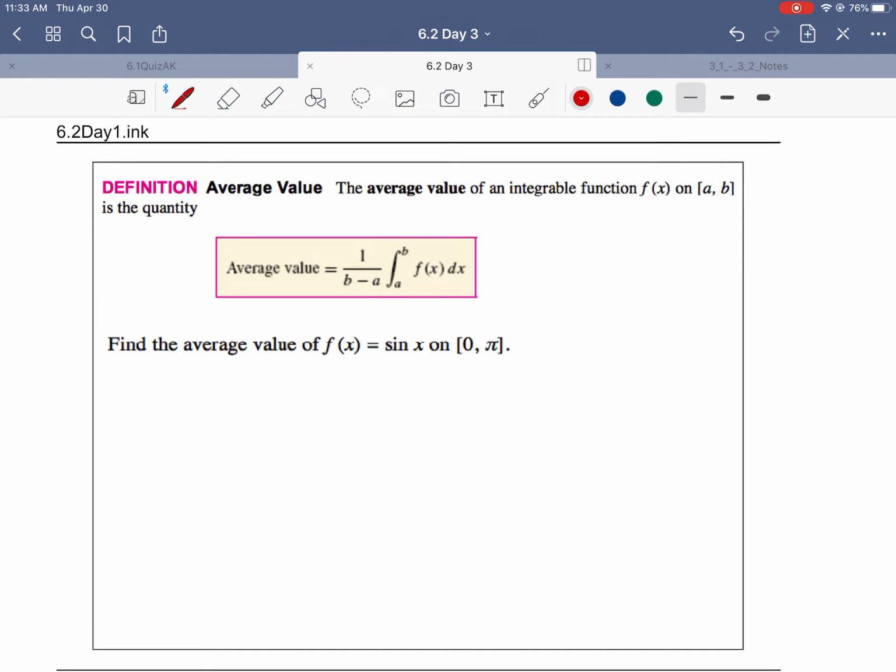So here, average value of an integrable function f of x on the closed interval from a to b is the quantity of 1 divided by b minus a times the integral from a to b of f of x dx. This is the same exact idea as we saw back in the derivative chapter, if you recall, when we used to talk about when is the secant slope equal to the tangent slope, right? When is the derivative equal to change in y over change in x?